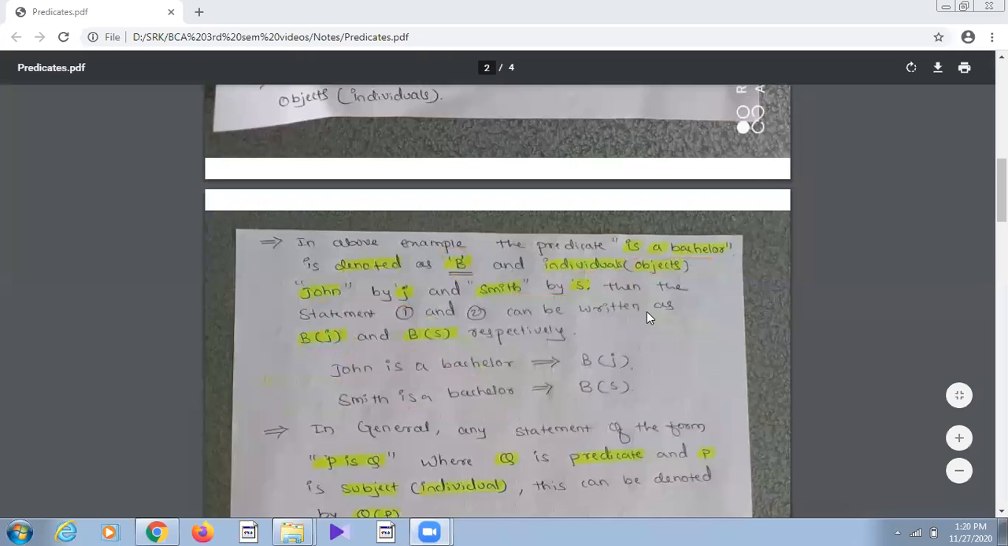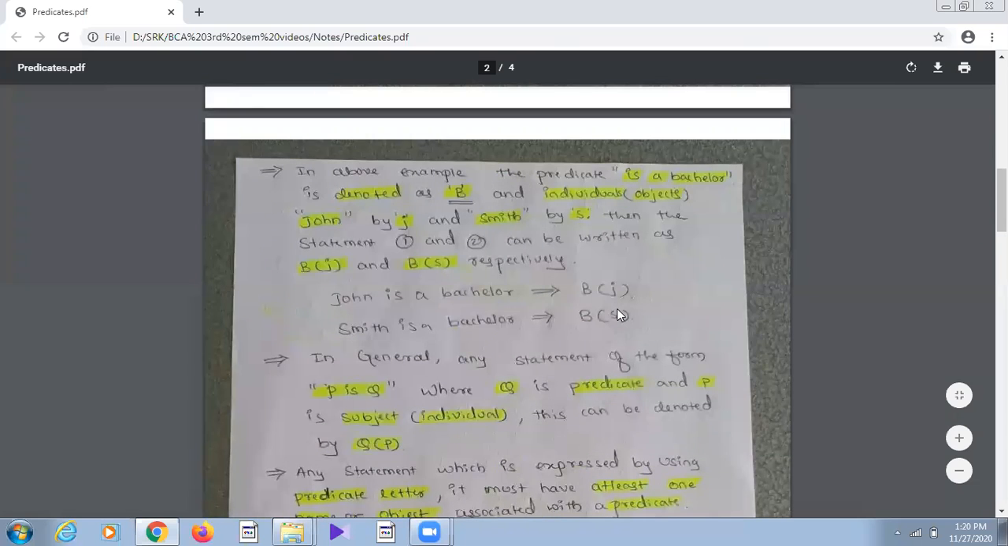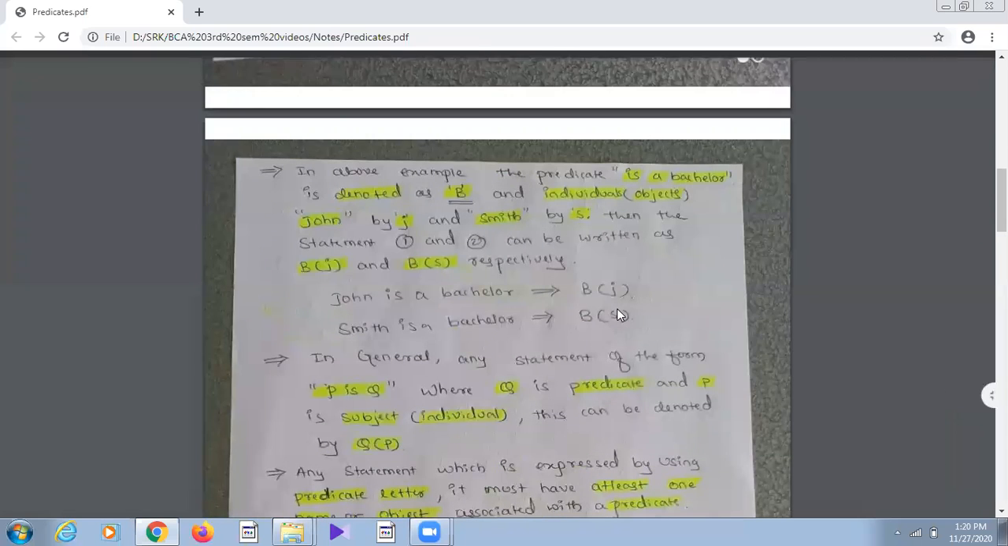So here, next point, the general form of this predicate. There is "P is Q", where small p is an object or individual, and Q is a predicate. So Q is a predicate, P is a subject or object or individual, anything. This can be denoted as Q of P.